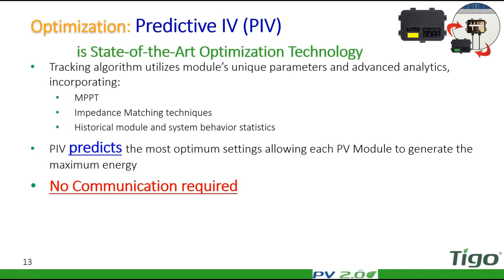Predictive IV, that's basically state-of-the-art optimization technology. In a nutshell, we took all the information that we had from years of experience with optimization technologies, and now we don't need communication in order to determine whether a module is performing well or not. We can just look at the individual module and understand what is the best setting for the entire array. If you're designing a system and all you care about is optimization, you no longer need any communication accessories, which is pretty substantial and a huge cost reduction.